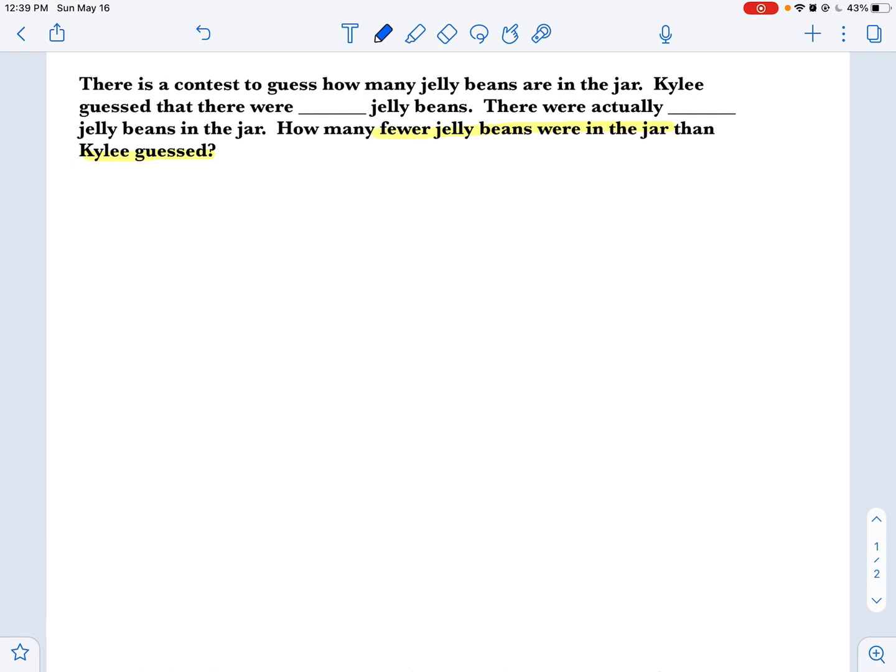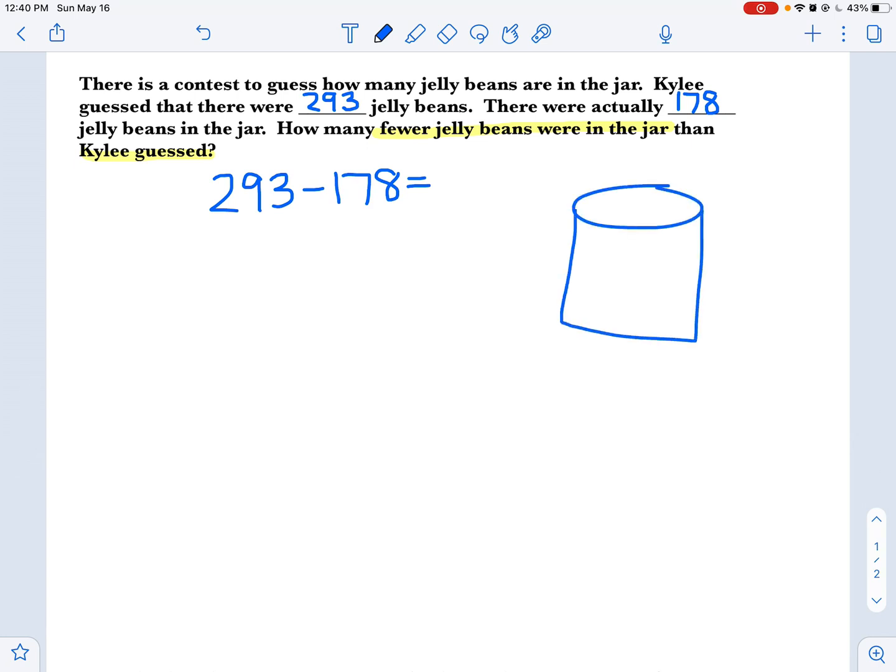So if Kylie guesses 293 jelly beans, and we know that there's fewer jelly beans in the jar based on the word problem, we need to make sure that our second number is less. So you could do something like 178, okay? And once again, you would write your number sentence out. 293 minus 178 would tell you how many fewer jelly beans were in the jar than what Kylie guessed. You can imagine a jar here, right? Here's all the jelly beans up to the top. Kylie's guess was 293, but what's actually in there is 178. So you're going to compare those numbers. You're going to find out what's in between. And once again, you'll show your work and you'll write your statement. Okay, so that's a comparison word problem. You're comparing how many of one to another, and to do that comparison, you will subtract.